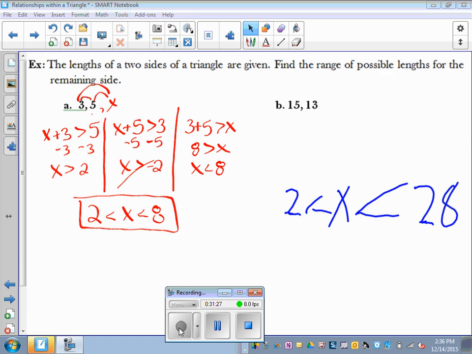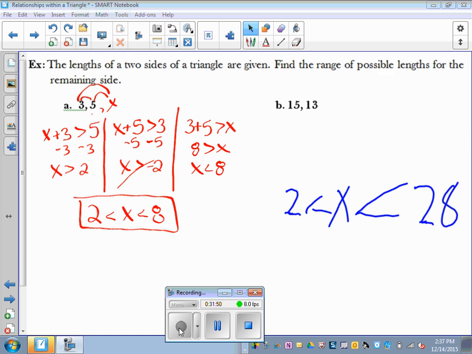So he went ahead and said, okay, well, of my two sides, the difference there is 2. So I have to have over 2 added to 13 in order to be larger than 15. And he knew that 15 plus anything over 2 is definitely going to be larger than 13, since 15 is larger than 13. So that satisfied this bottom requirement here, x must be larger than 2.